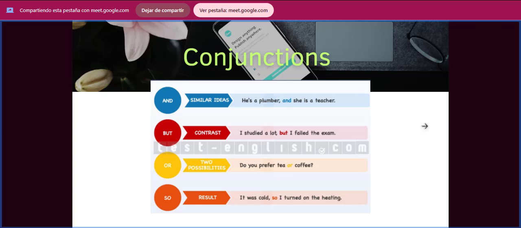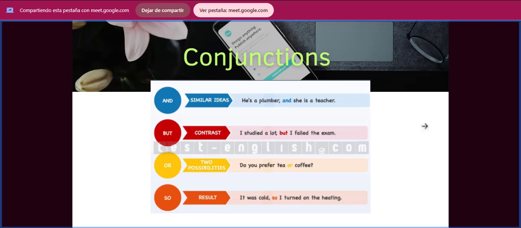So in the case of and, we will use it for similar ideas. For example, he's a plumber and she's a teacher. See that both of the sentences are expressing the profession of a person. Two different people, but the sentences are similar in terms of structure and also in terms of content.